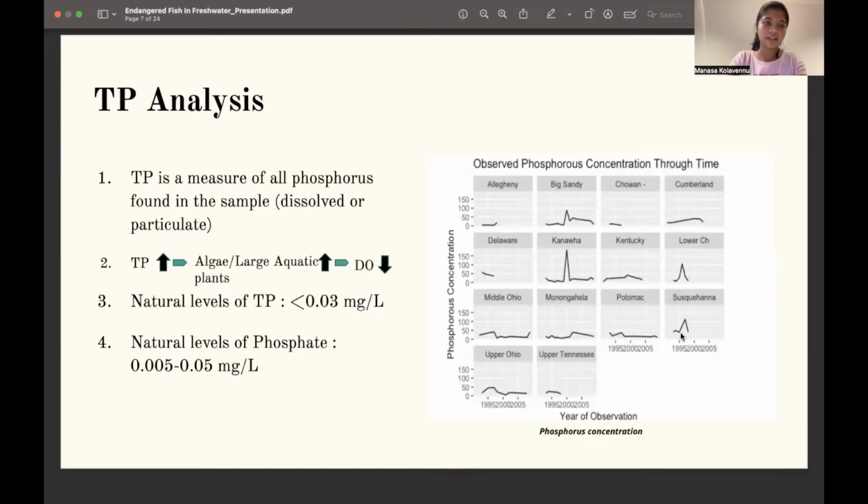Coming to the total phosphorus analysis, total phosphorus is a measure of all phosphorus found in the sample, that is dissolved or particulate. As the total phosphorus increases, it leads to eutrophication, that is the growth of algae and large aquatic animals, which in turn decreases the dissolved oxygen content in the water. Generally, the natural level of TP is less than 0.03 mg per liter. And also the natural levels of phosphate should be 0.005 to 0.05 mg per liter. By these observations, we can infer that as the TP increases, it directly affects the life of aquatic animals.